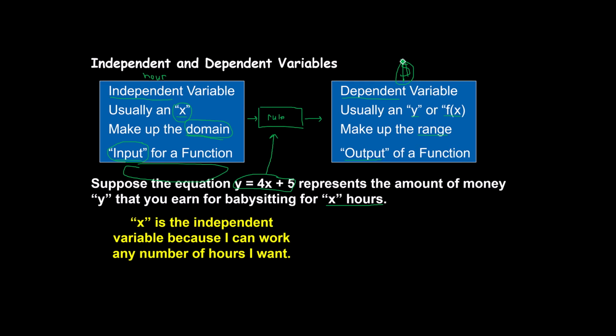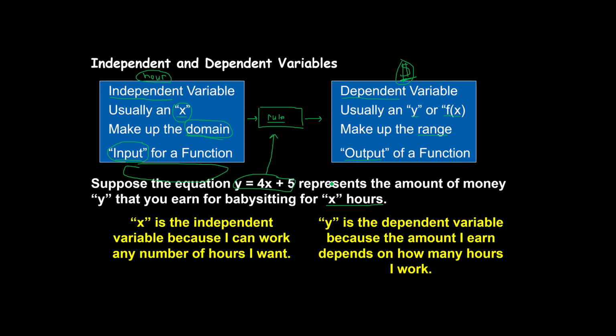Now, I say x is an independent variable because I can choose how many hours I work. I might work 1 hour, 2 hours, 3 hours, 4 hours, 5 hours. I don't know. I can pick anything I want and put it in. But when I put the hours into my rule, the rule dictates how much money I will earn. That's why we say that y is the dependent variable, or the output is the dependent variable, or the range is the dependent variable, because the amount of money that I earn depends on how many hours I tell the rule to use. Okay. Let's look at this example further.